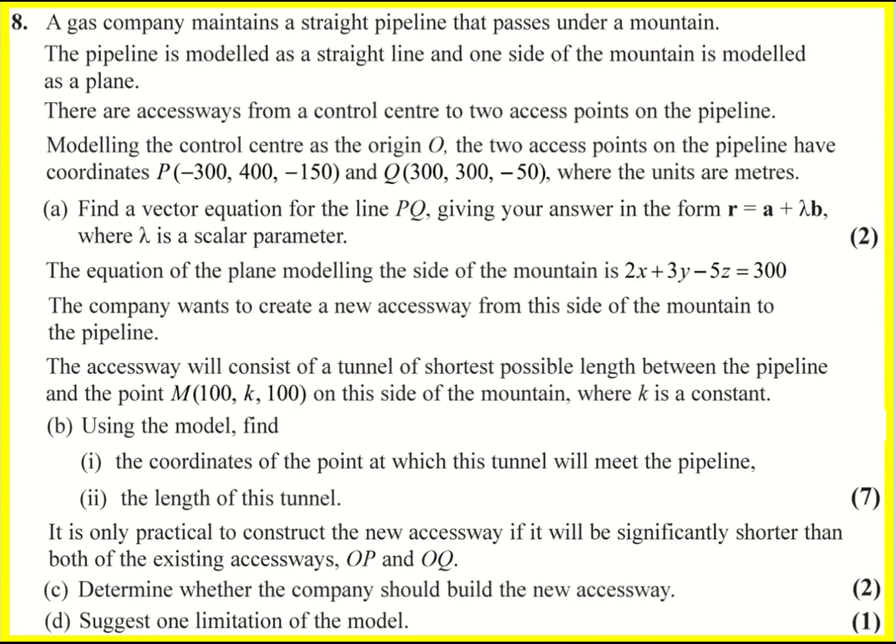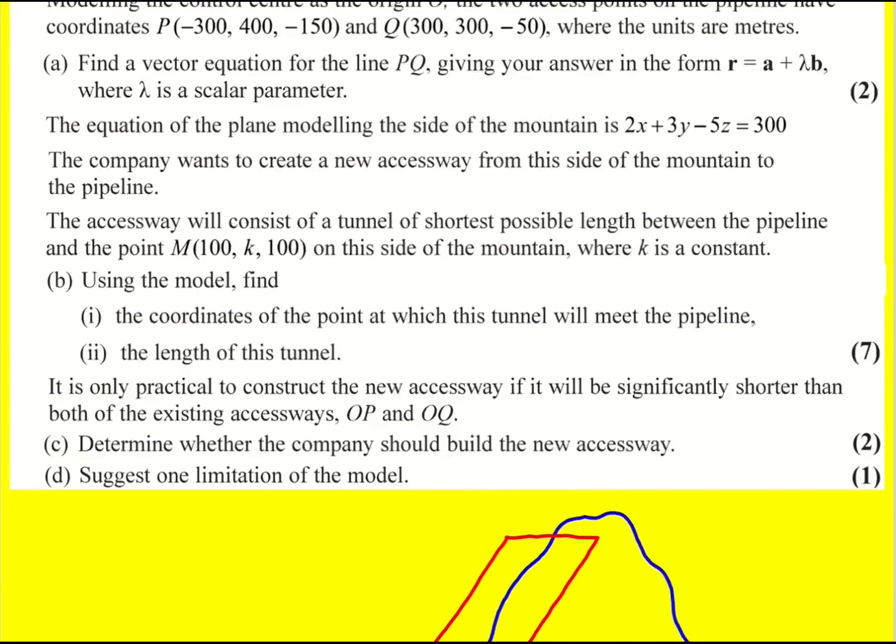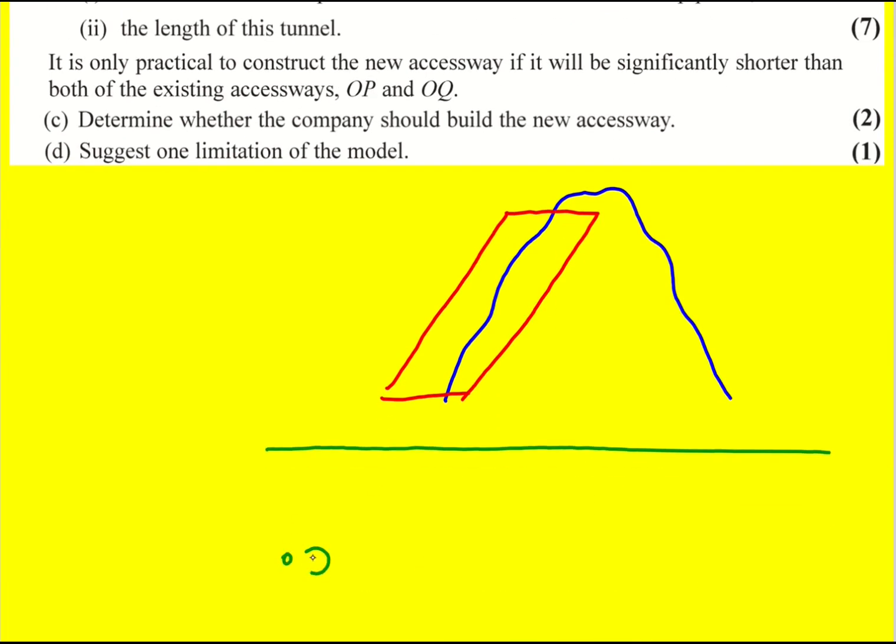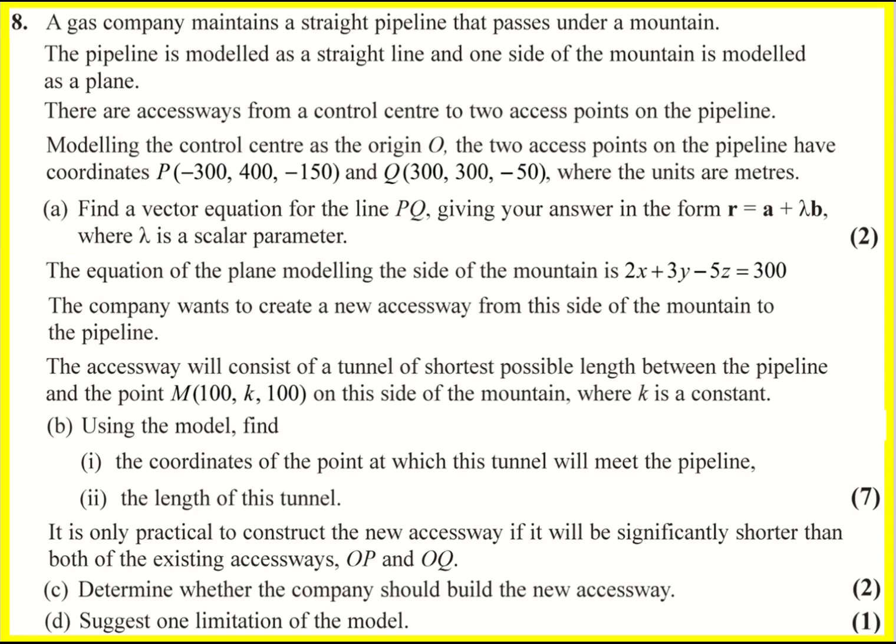the pipeline. Modeling the control center as the origin, the two access points have coordinates P and Q. So I kind of just said, right, this is the origin, this is our access way. Or was it, sorry, the control center. And then this can be P and this can be Q. Of course, we're working in 3 dimensions here. So we can draw vectors from the origin to each of these points. And we've got the coordinates, and then we're asked to find a vector equation for the line PQ in parametric form.